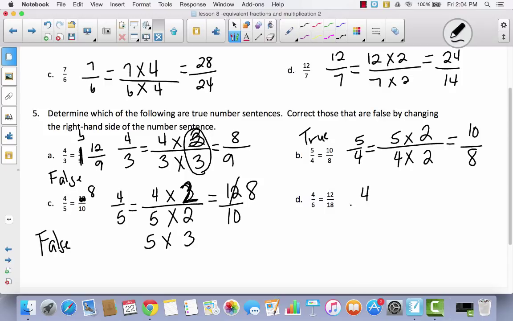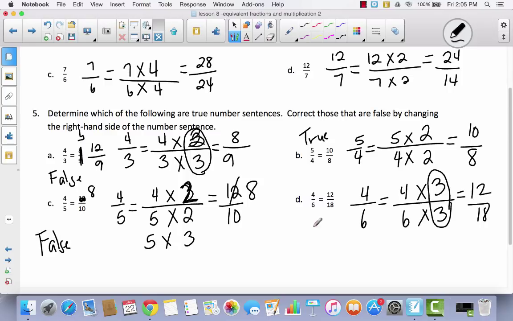All right, so let's work this out. So I have 4/6, and basically I just want to see, can I multiply the numerator and the denominator by the same number to get to 12/18? So to go from 4 to 12, I have to multiply times 3. To go from 6 to 18, I have to multiply times 3. So since this is the same number, then this is true, and I don't have anything to correct.